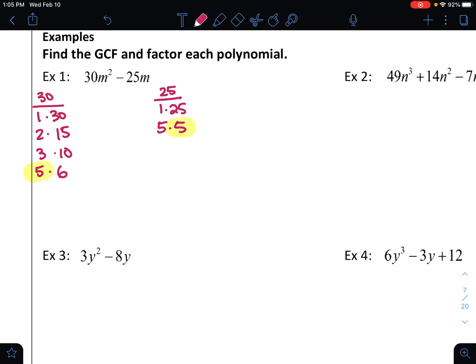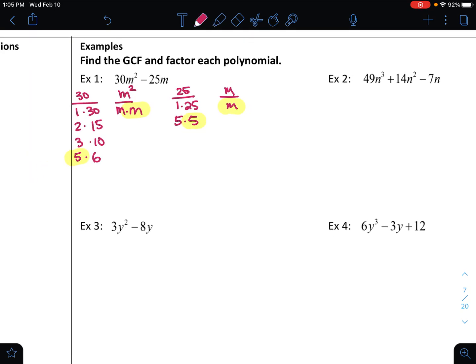But we also have variables. Okay, so I'm going to list out m squared over here, and then I have m over here. Well, if I expand out m squared, that means there's 2 of them, right? If I look at m, there's just 1. So between the 2, the greatest common factor is just 1 of the m's. All right, so here's kind of what I'm thinking. Over to the side, I'm going to make a note here that my GCF is a 5 and an m. So I can divide out a 5 and an m. That is the most that I can divide out of my expression.